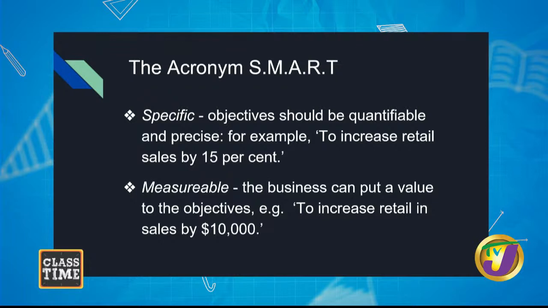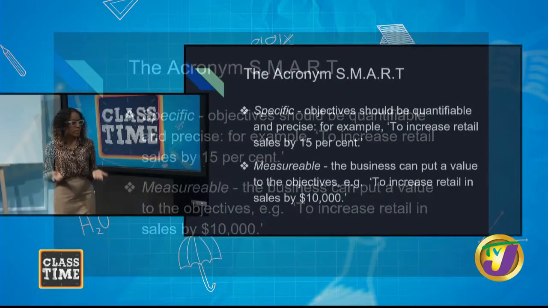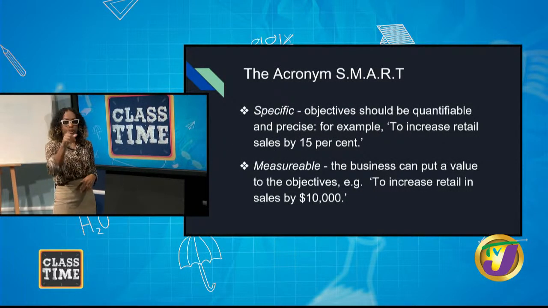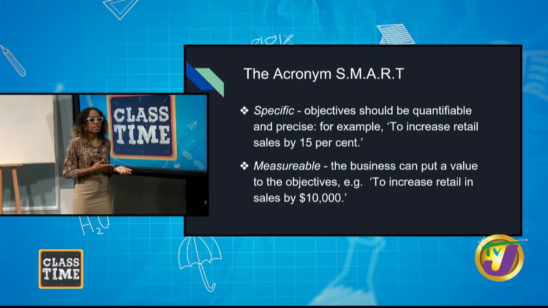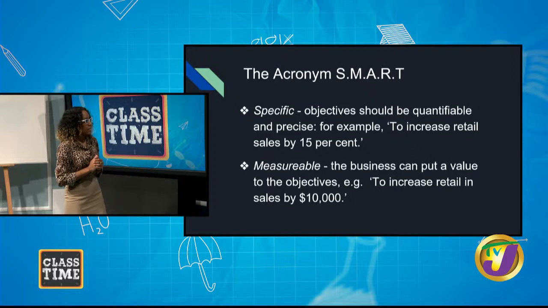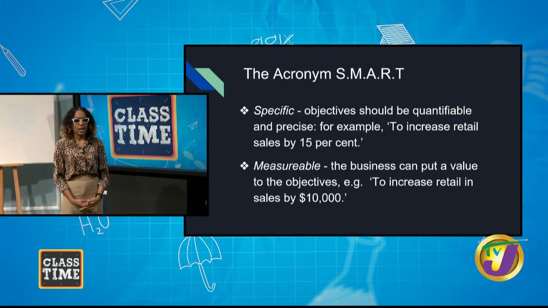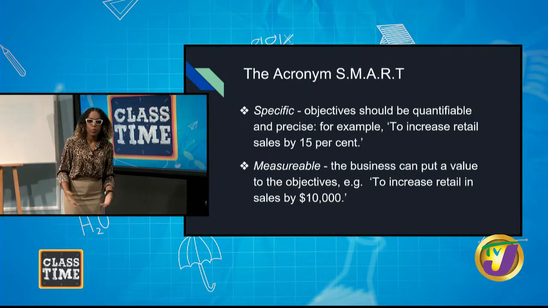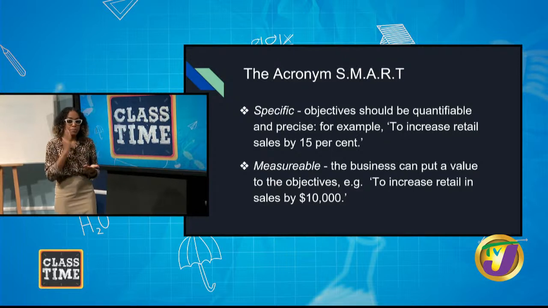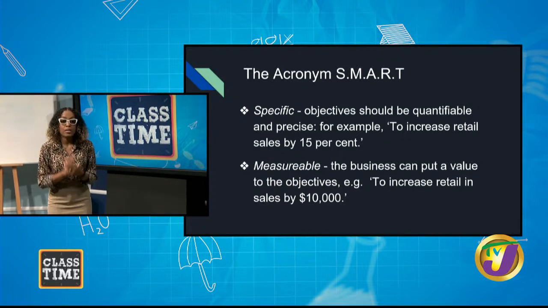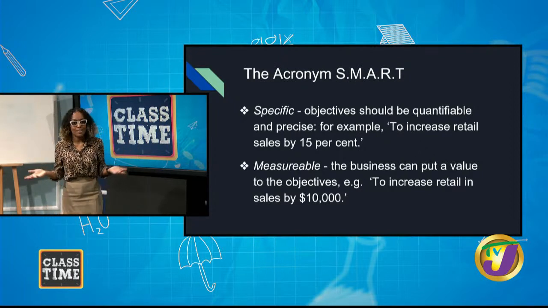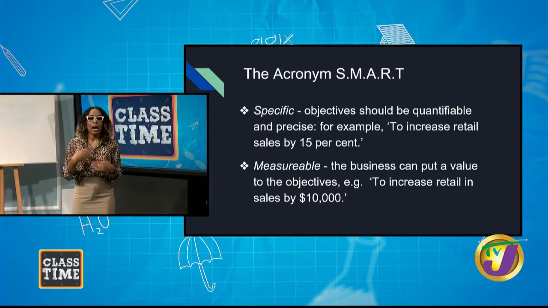So as I stated, the acronym SMART. That's what we use for the objectives. How is it that we write our objectives in companies? Specific. Objectives should be quantifiable and precise. For example, to increase retail sales by 15%. So if you realize here, it is to the point, it is clear. I don't even have to stop and ask, sir, what do I need to do? Or madam, what do I need to do? It is right there. So for specific, the S there for specific, it means that you're clear. I don't need to ask any question because I know exactly what I'm supposed to be doing.